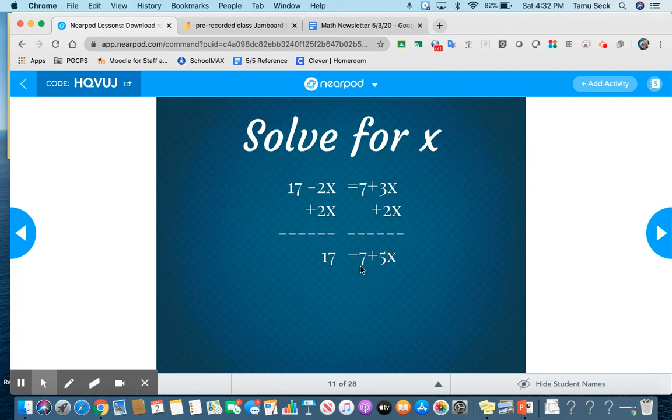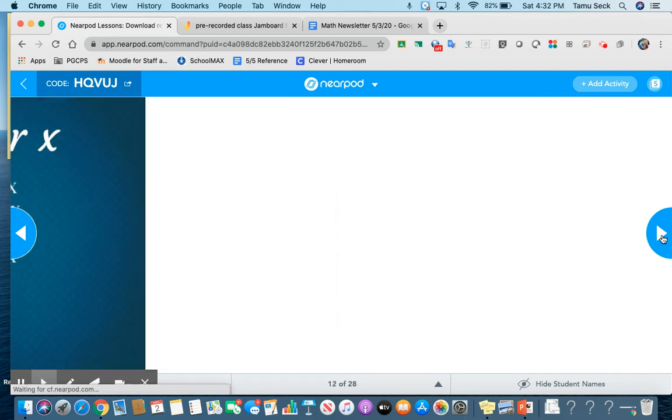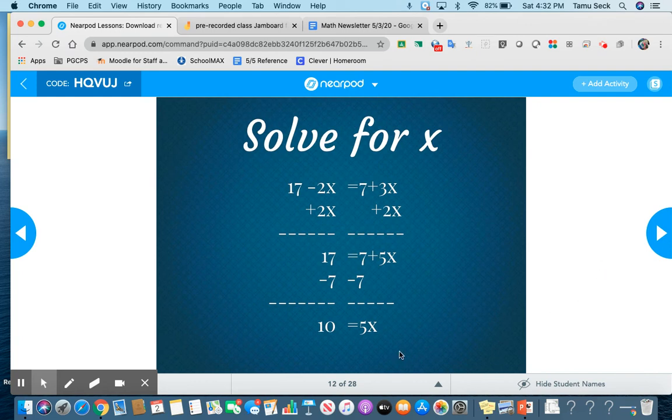Now we need to get rid of the constant that's by the x. The constant that's by the x is 7. We're not going to subtract 17. No, because 17 doesn't have a variable by it. We're going to subtract the 7 because it's by the x. Last thing we're going to do is divide both sides by 5. And x is equal to 2.